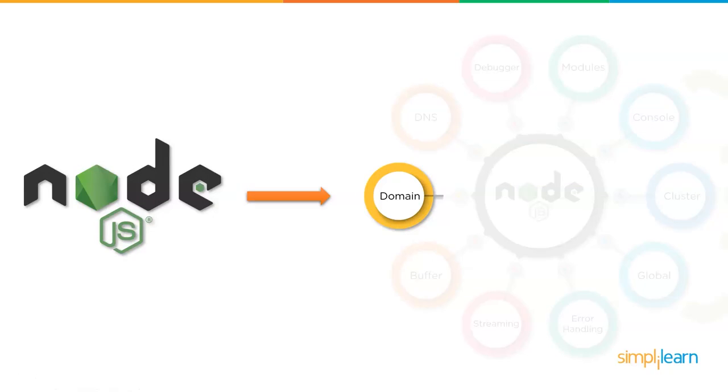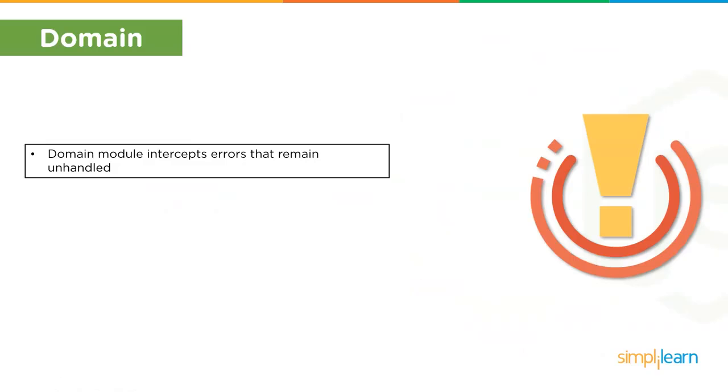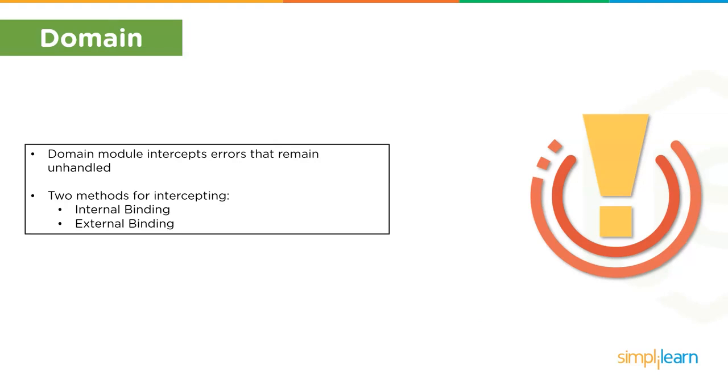Next up, we have domain. Domains provide a way to handle different I/O operations as a single group. Domain module intercepts errors that remain unhandled. There are two types of methods that are used for intercepting these errors.